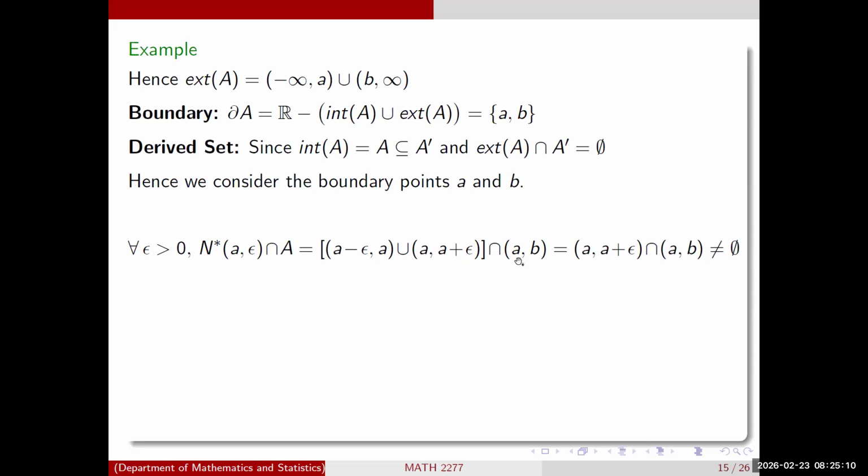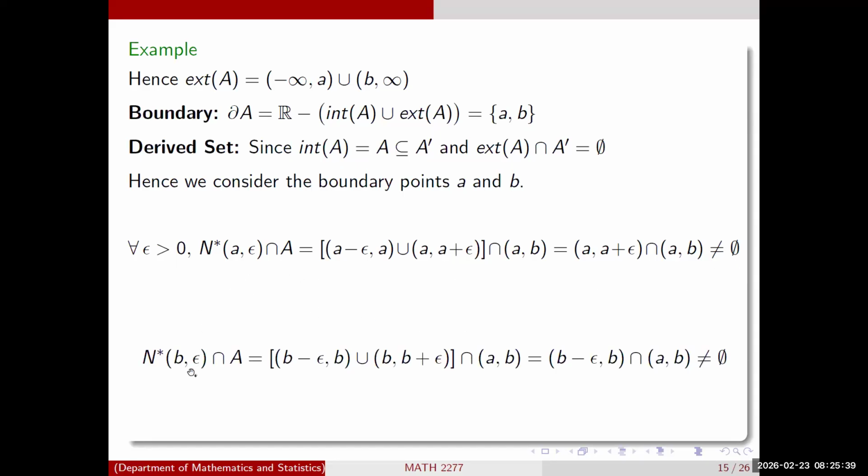The set A was the open interval (a, b). So when you do this intersection, you get this set. Notice that this set here is not empty. In other words, for every radius, the deleted neighborhood around this particular point a, intersection the set A, is always non-empty. The same thing for b, same argument. In other words, a and b are limit points of A.